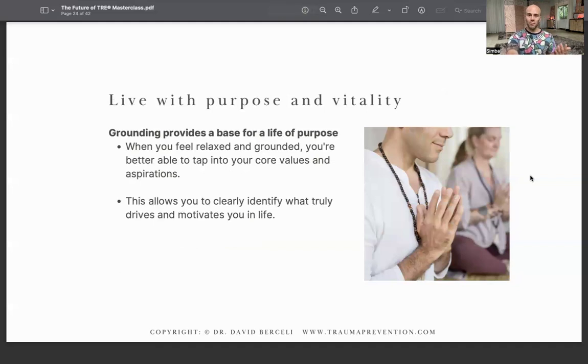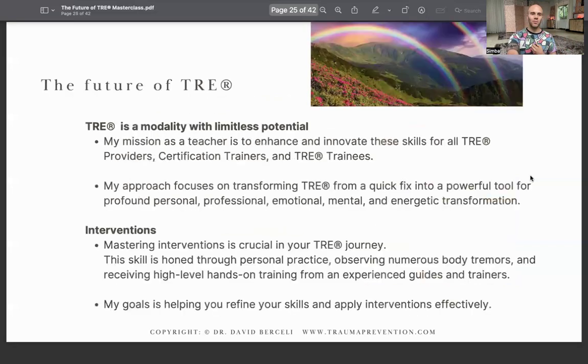And of course, you can live life with purpose and vitality, right? You can really fuel your core values and aspirations. And it clearly allows you to identify, what are your motivators and drive in life? Like I mentioned, are you operating from fear or you're operating from purpose and joy and where you really want to go as you progress forward.